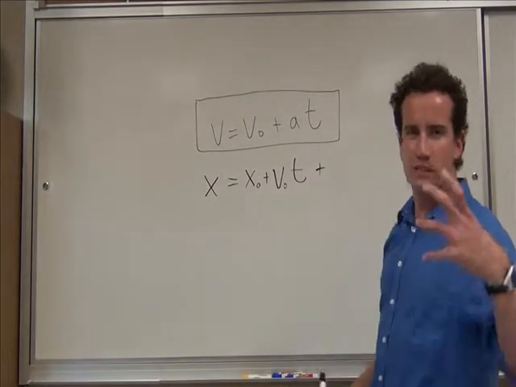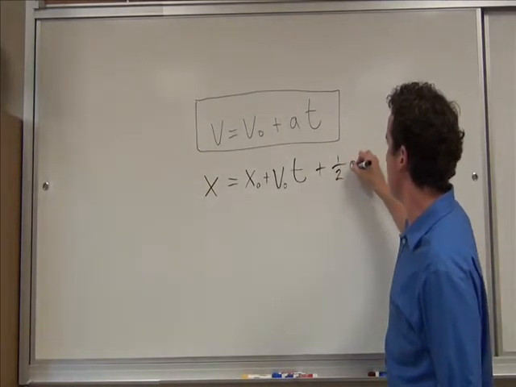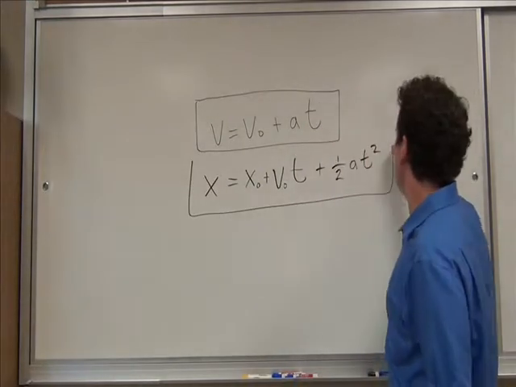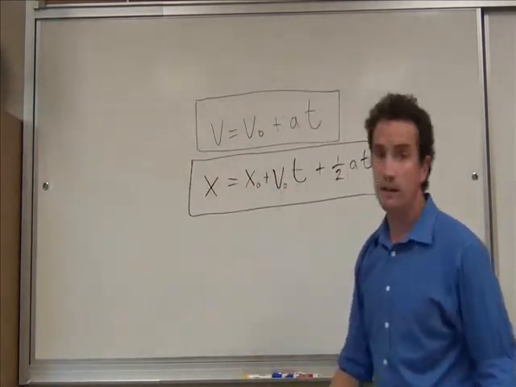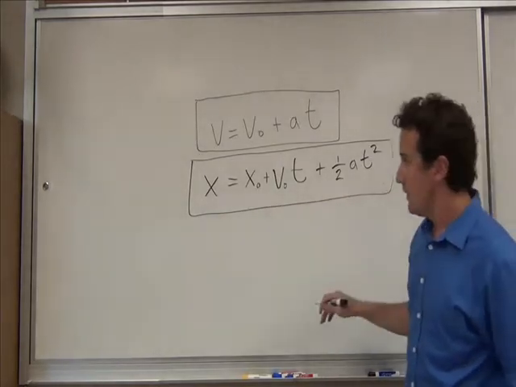But what if you accelerate? Then you'll go an extra distance, and that extra distance is 1/2 at squared. So here's our second formula: x equals x0 plus v0t plus 1/2 at squared.